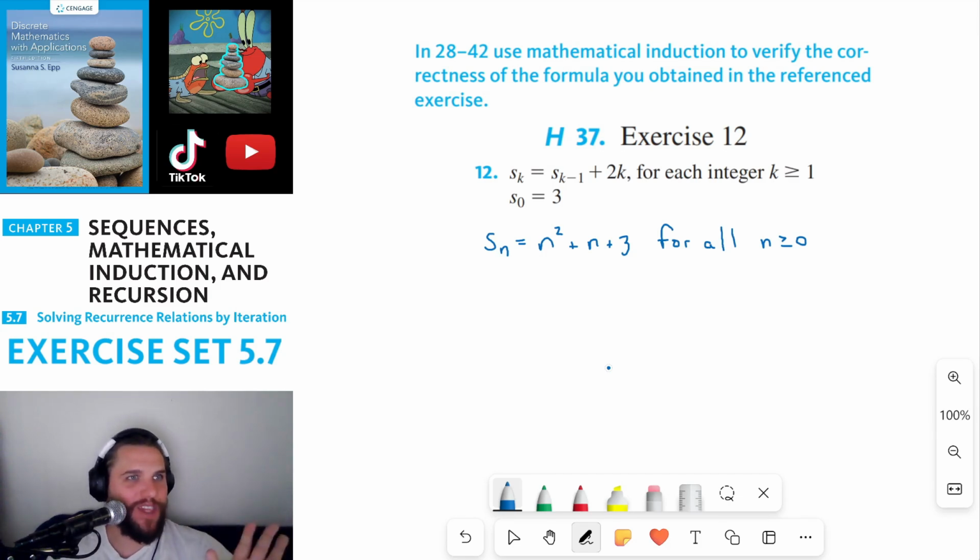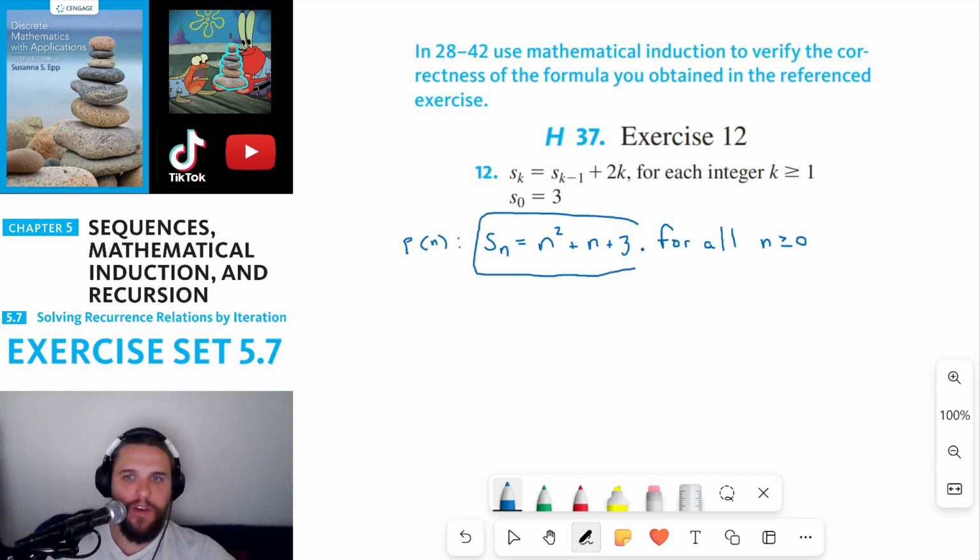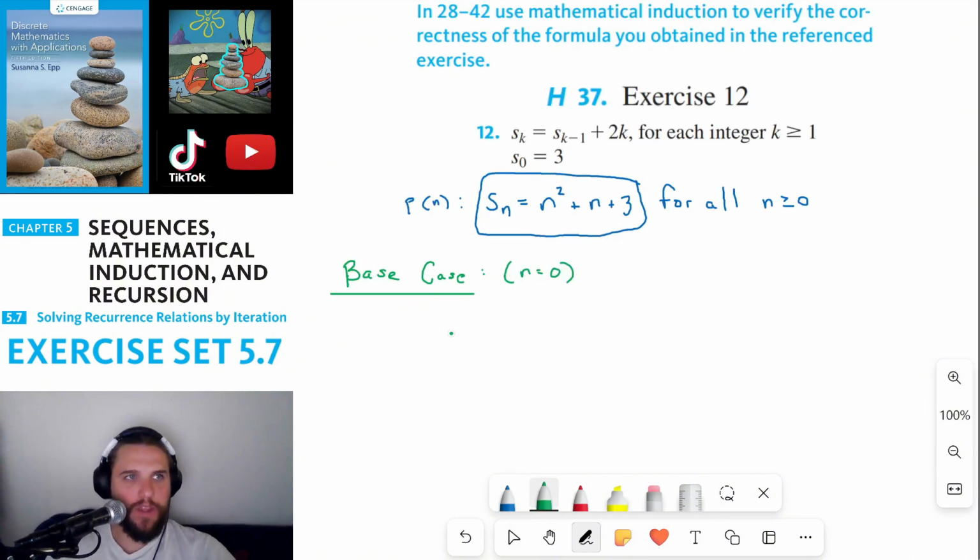I'm going to stick with the variable n here because I want to ensure that our explicit formula is P of n instead of P of k, to avoid that confusion from the last two videos. So this is what we're proving, P of n. We'll start with the base case, which corresponds to when n equals 0.